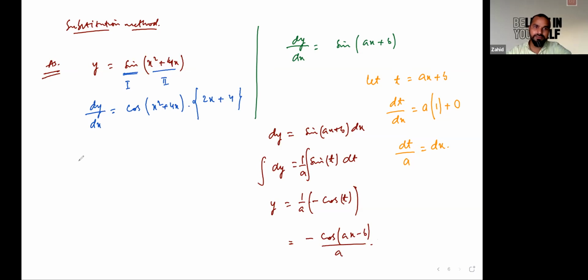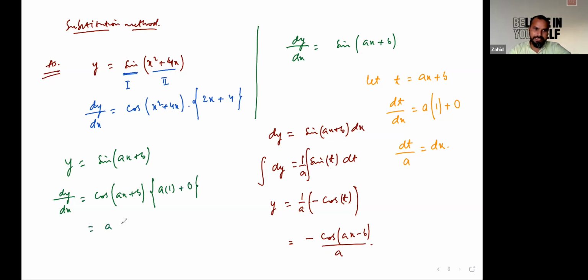If someone asks you to differentiate this function, we can say y equals sine(ax plus b). Since it consists of two different functions, a composition, dy/dx would be: differentiate sine, so it will be cos(ax plus b), and the differentiation of ax would be a, of x would be 1, plus the differentiation of b would be 0. So it will be a times cos(ax plus b).